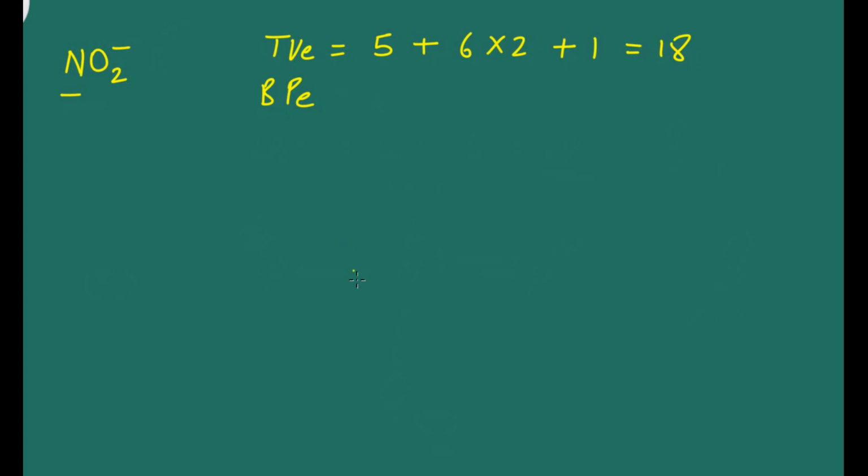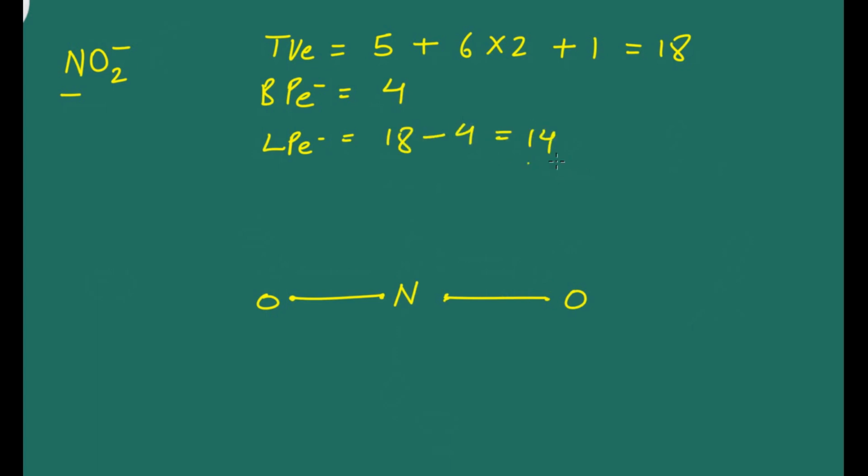Now bond pair electron. To calculate the bond pair electron, draw the structure: 1 nitrogen and 2 oxygen. So there are 2 bonds that you are forming right now. So total number of bond pair electrons will be 4. Now lone pair electrons. The number of lone pair electrons will be 18 minus 4 is equal to 14. These lone pair electrons will be used in the form of lone pair or double bond or triple bond.